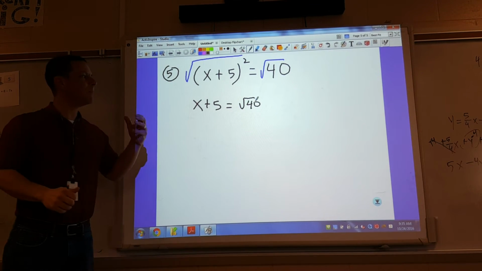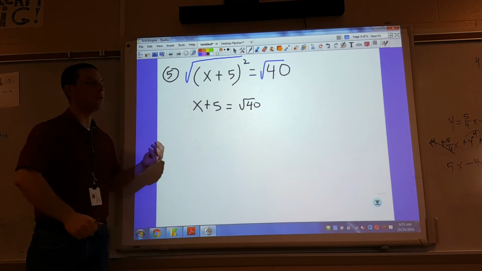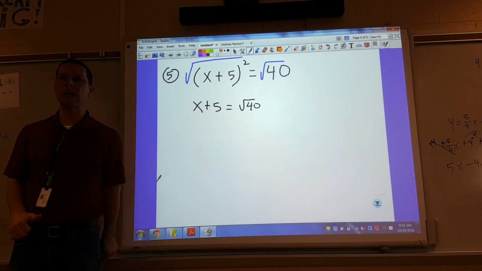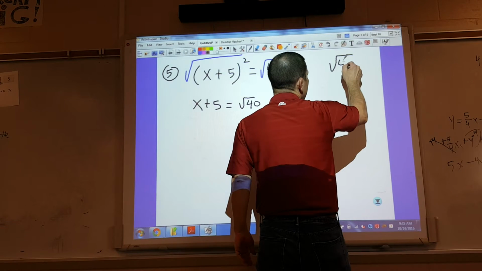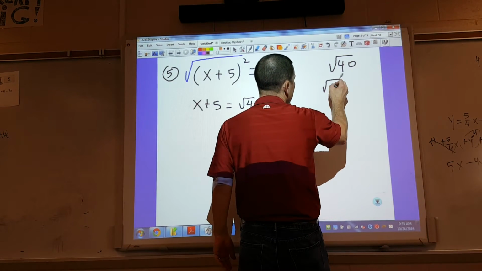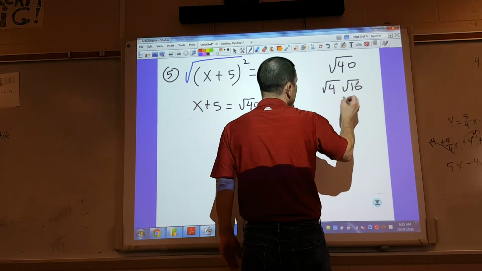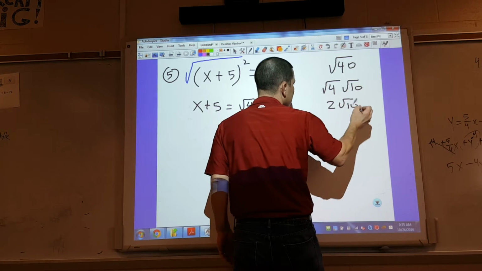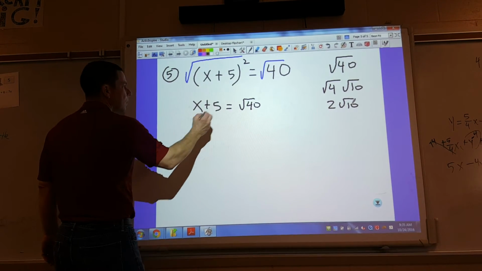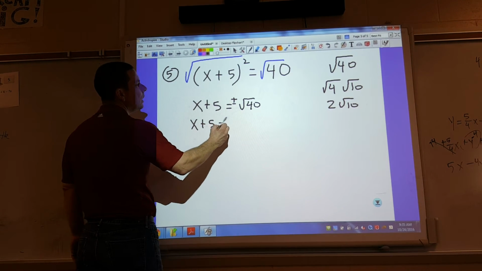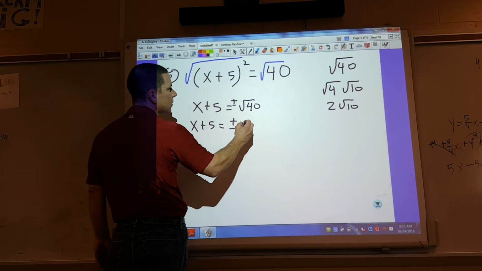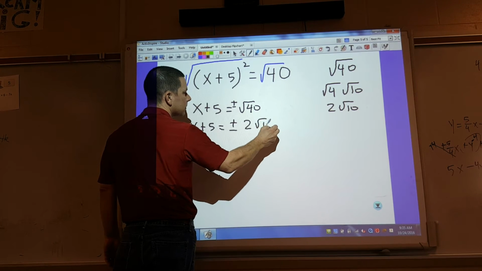So we need to remember what we learned about simplifying radicals to take that side a little bit further over there. So the square root of 40, some of you may know that right off the top of your head. We could split that into root 4 times root 10, which is 2 root 10. All right, so let's rewrite this. And I should have had a plus or minus there. x plus 5 equals plus or minus 2 root 10.